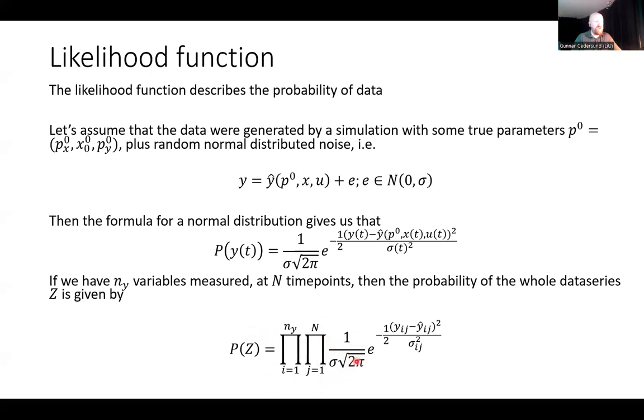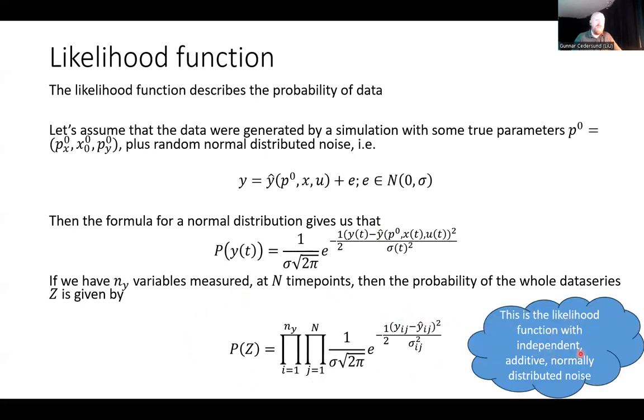This is the same coefficient again. And here we have y minus y hat, where we specify that the y, the y hat and the sigma come from a specific data point. So you remember in the previous slide, we had these 3 data points, 3 time points for one variable, glucose. Okay, so this is the likelihood function in the situation where we have independent, additive, and normally distributed noise, which is a very common situation, at least that you assume that you have.